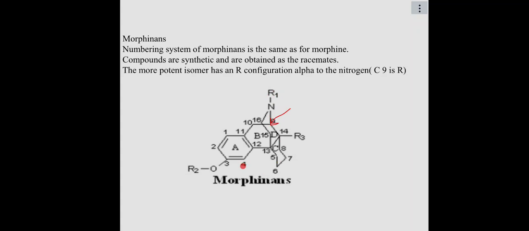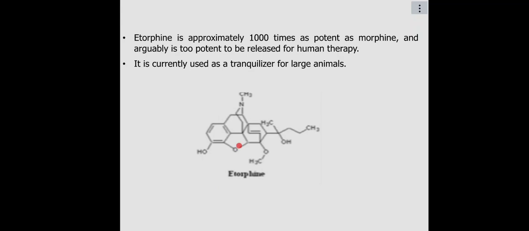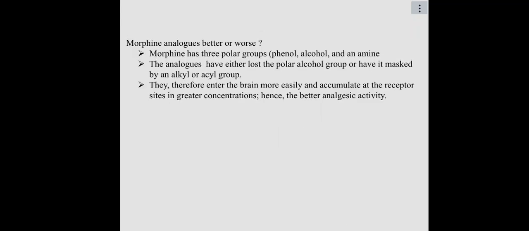If we look at that compound, we still can identify the chiral centers. Of course, we have lost chirality at position number 6, and we do not have any chirality at position number 5. So our chiral centers now are position 13, position 14, and position 9. Remember, position number 5 and position number 6 were chiral centers in morphine, and position 9, 13 and 14 still retain their chirality. So we have actually lost two chiral centers in morphinan, namely position 5 and position 6.